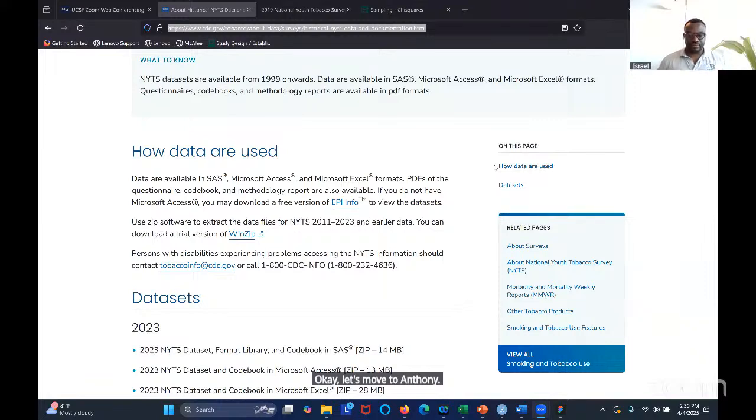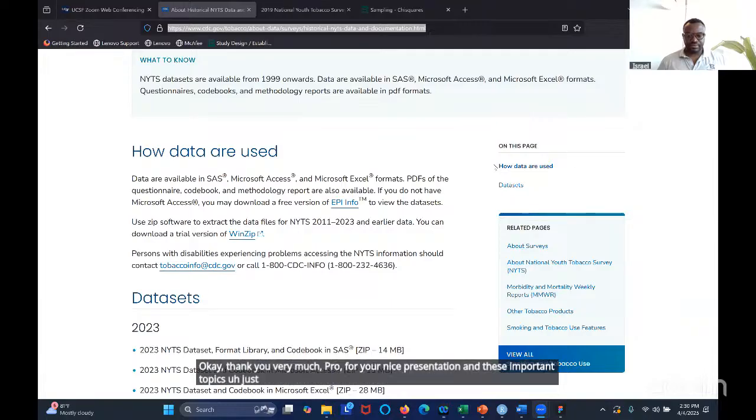Okay, thank you very much, Prof, for your nice presentation and these important topics. I will have one question. Is there any limitation in the number of clusters if we are interested to conduct a cluster randomized control trial?